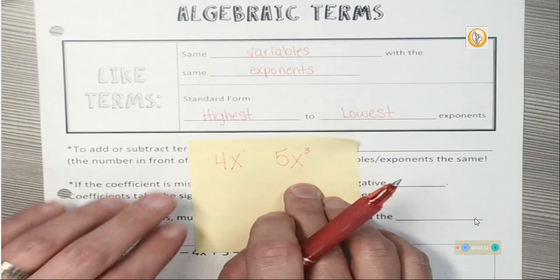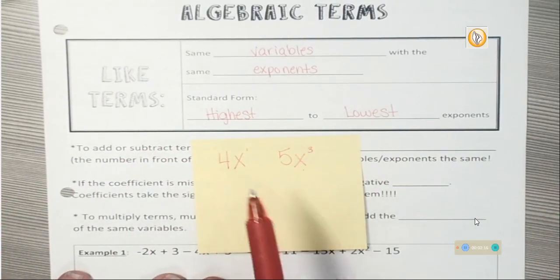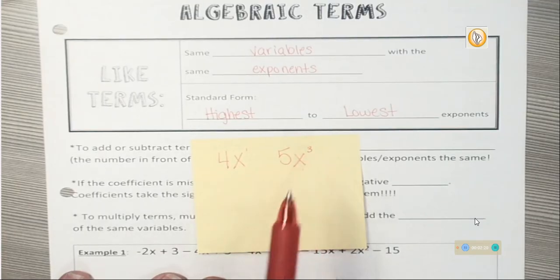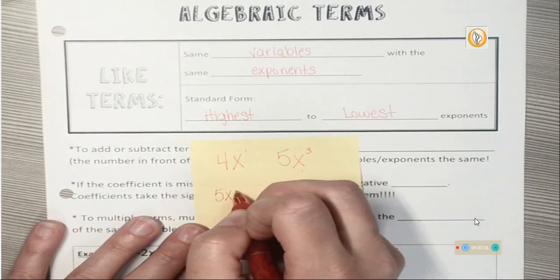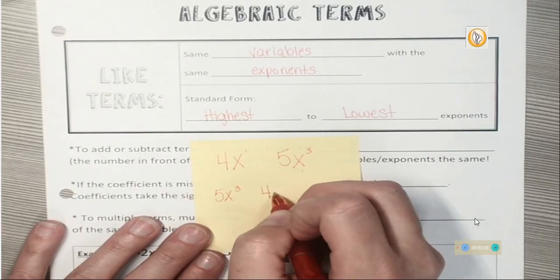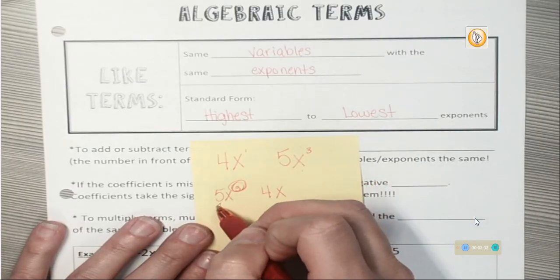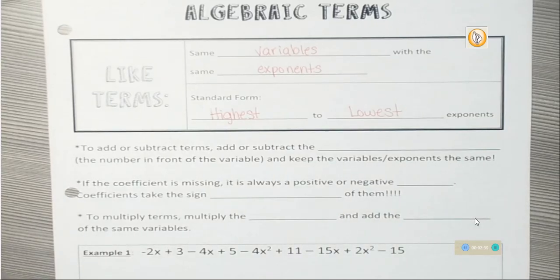So in my little example right here, which one would go first? Would it be 4x or 5x to the third? 5x to the third. Now, why should 5x to the third be in the front? It has the highest exponent. It has nothing to do with that coefficient. Okay? All right, so let's remember.